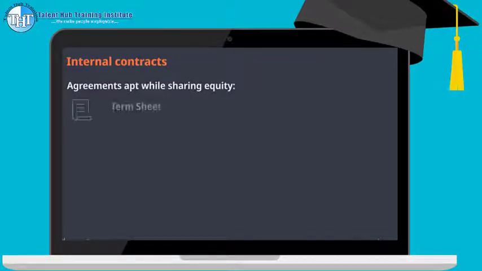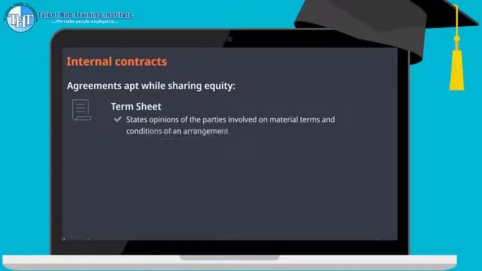Term sheet. Basically a non-binding agreement. It lays down all the terms and conditions agreed or disagreed upon by the parties involved regarding the deal. The final contract is drafted according to this term sheet.